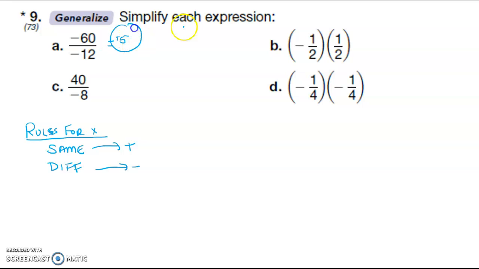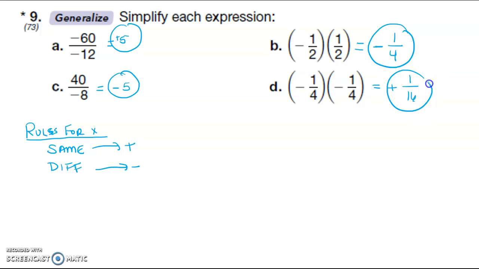Here I have negative 1/2 times positive 1/2, so I know whatever I get is going to be negative. 1 times 1 is 1, 2 times 2 is 4, so I have negative 1/4. Here I have positive 40 divided by negative 8, so whatever I get is going to be negative. 40 divided by 8 is 5. And here I have two negatives so that I know that my answer is going to be positive. 1 times 1 is 1, 4 times 4 is 16.